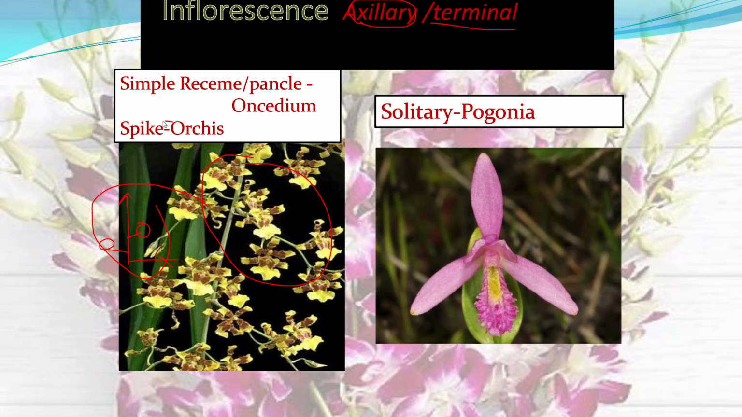In some species, for example Orchis mascula, it shows a spike type of inflorescence. But in some species, it is a definite inflorescence, that is, cymose inflorescence. In cymose inflorescence, solitary cymose inflorescence is also present. For example, Pogonia has a solitary cymose inflorescence.